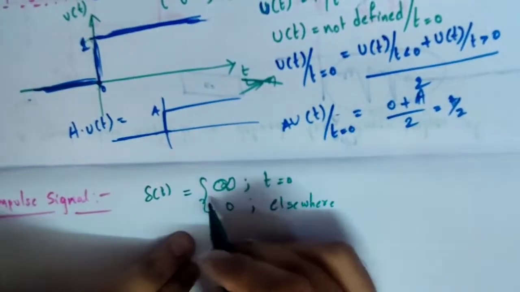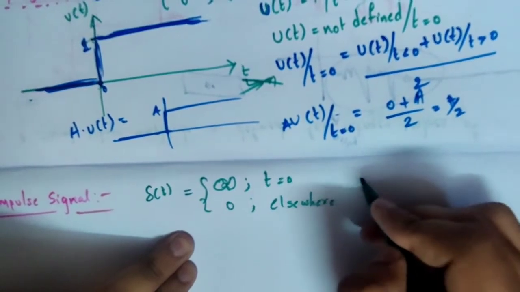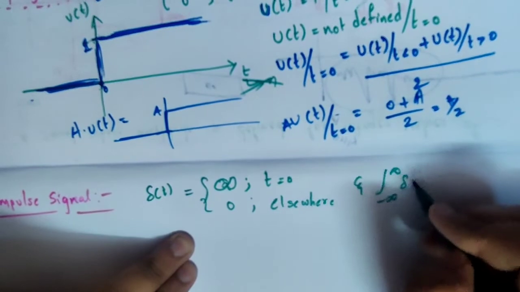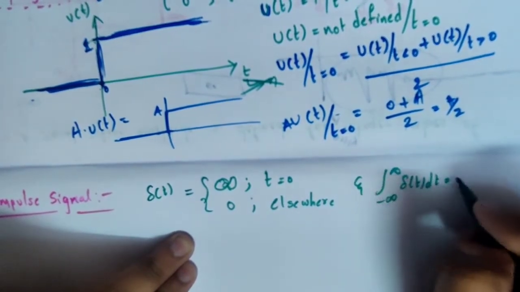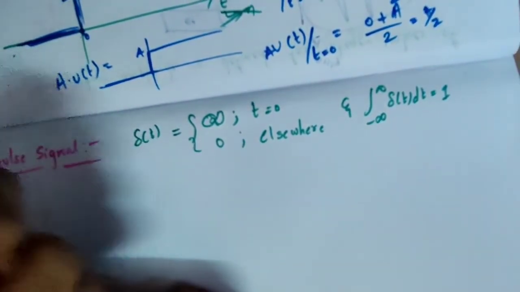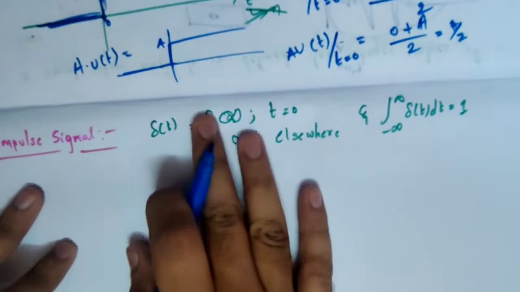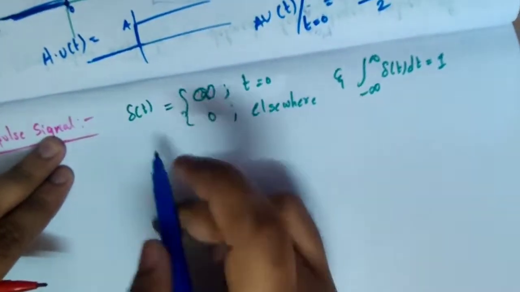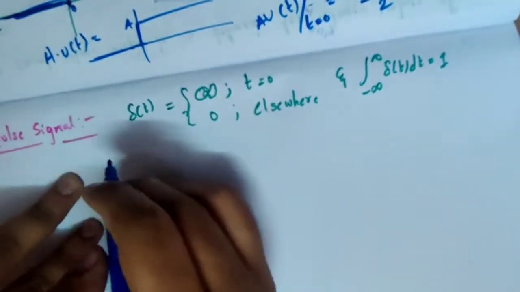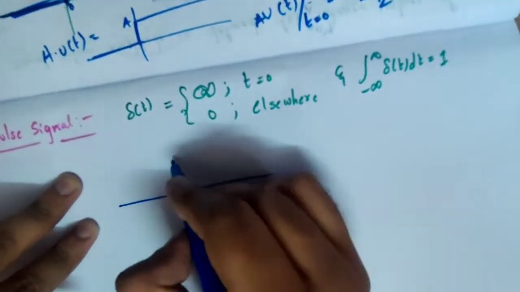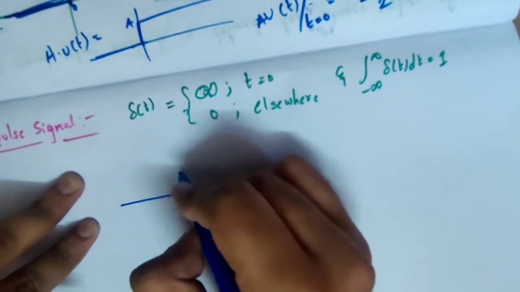And this is not the only definition. There are two definitions, and the integral from minus infinity to infinity of del of t dt is equal to 1. Don't worry about the equations. This is a very simple signal. Let me explain more deeply. What is this definition saying? Let us draw a graph of this impulse signal. So how should it be? This is the origin.